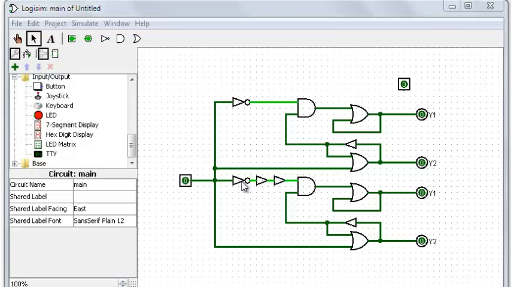So due to manufacturing differences, material properties, this NOT gate has a delay that's longer than this NOT gate. The correct behavior is going to be illustrated up here. The essential hazard is going to be demonstrated here.